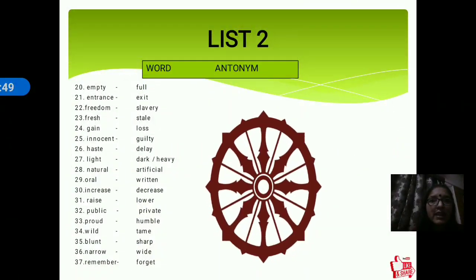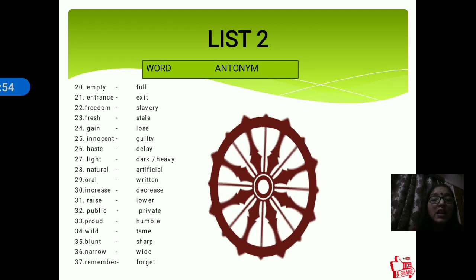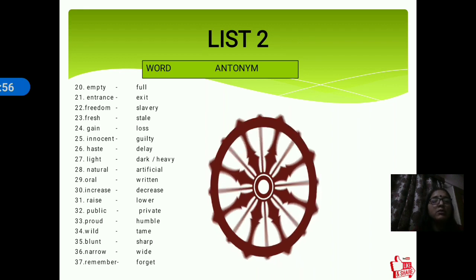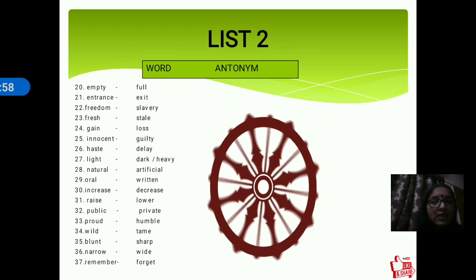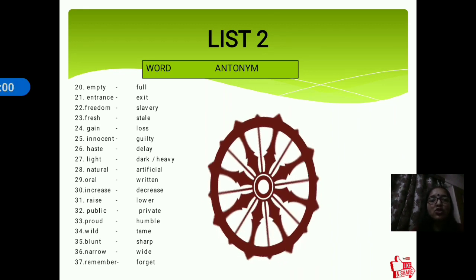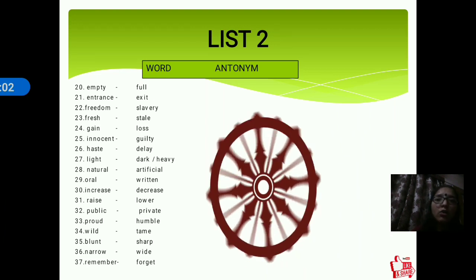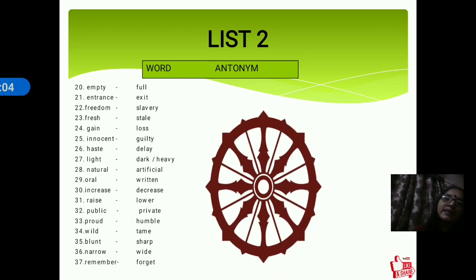Okay, another list, number 2. This is the last list. Empty, the glass is empty. Full, the glass is full. Entrance, entrance of any premises or a building. Exit, the place from where we move out, just like in a movie hall or a mall. Okay, you have an entrance point, you have an exit point.